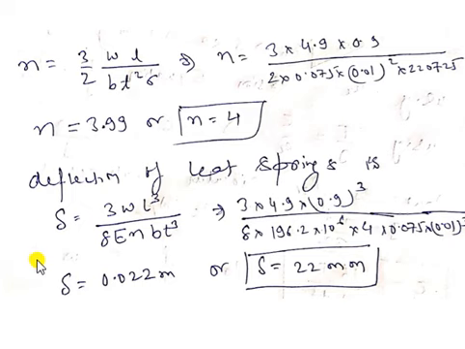So the deflection expression came out to be this expression: delta is equal to 3WL cube by 8E n bt cube. W is the applied load, L is the effective length, E is the modulus of elasticity, n is the number of blades, b is the width, and t is the thickness. All of these quantities are given in the problem. So if I substitute all of them over here, I can get delta to be near about 0.022 meter.